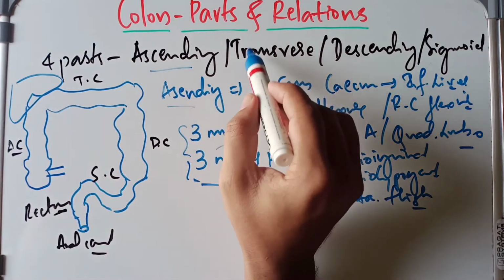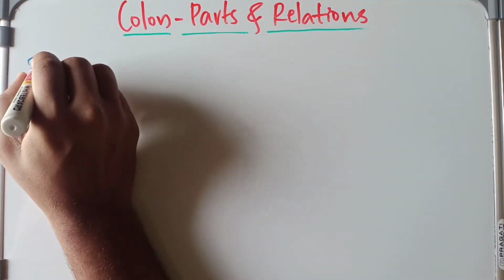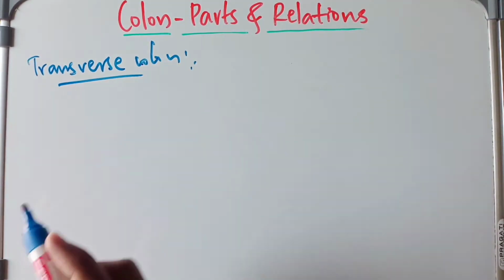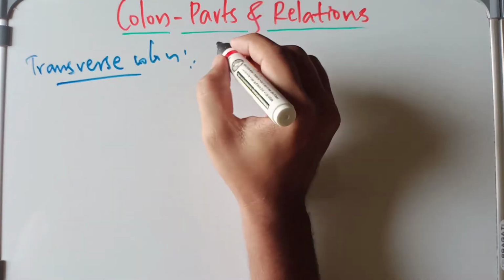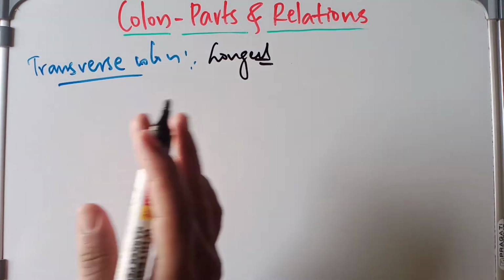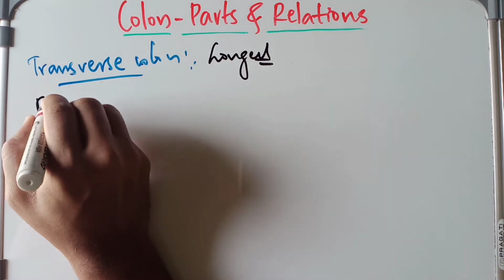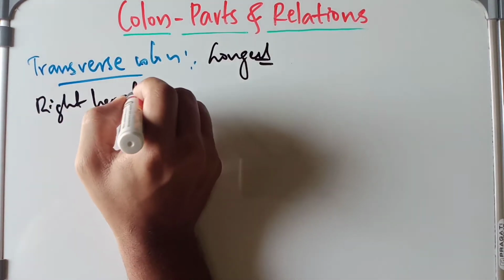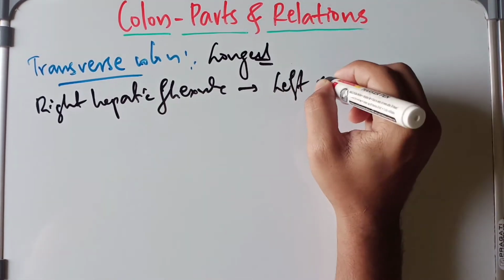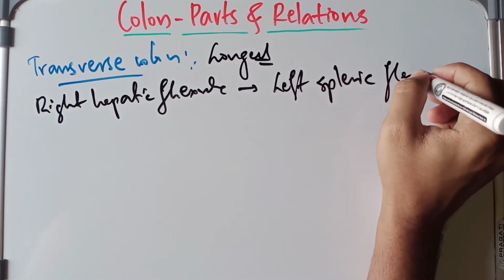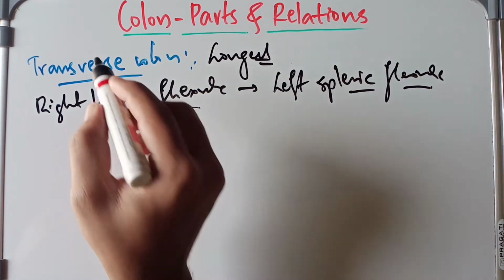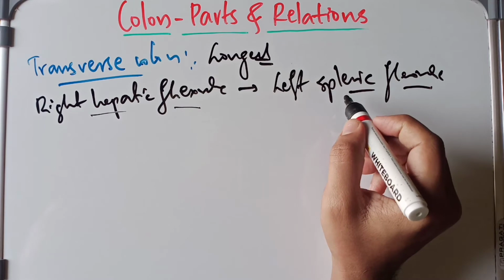So now let's discuss the transverse colon. What do we know about the transverse colon? It is the longest part of the colon, extending from the right hepatic flexure to the left splenic flexure. The right colic flexure is called the hepatic flexure, and the left colic flexure is called the splenic flexure. So this transverse colon will extend from the right hepatic flexure to the left splenic flexure.